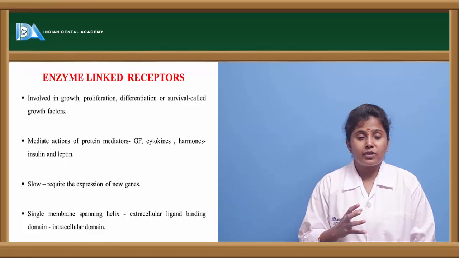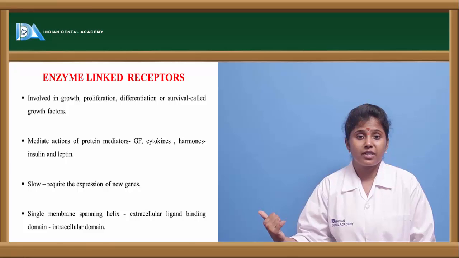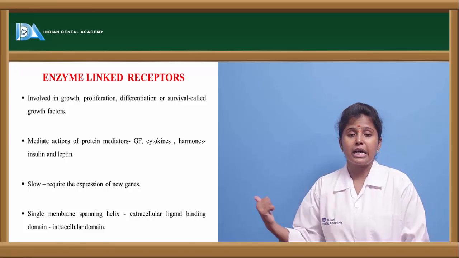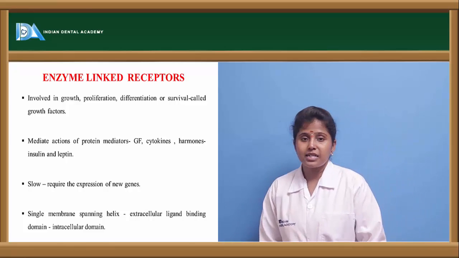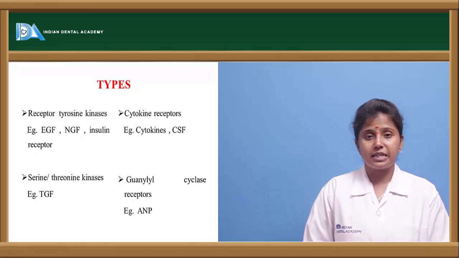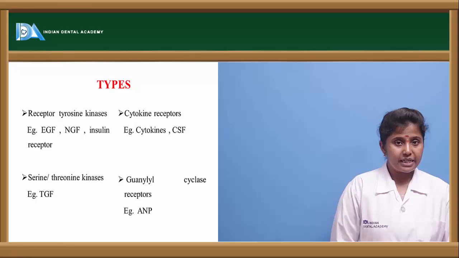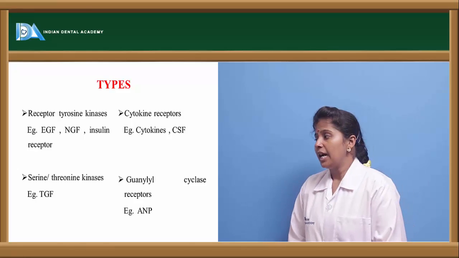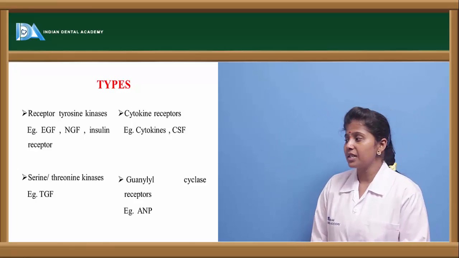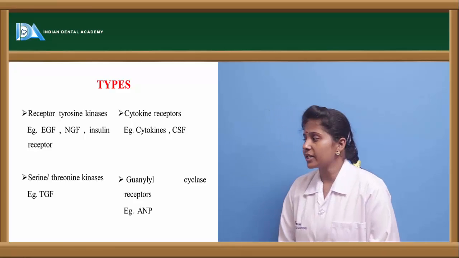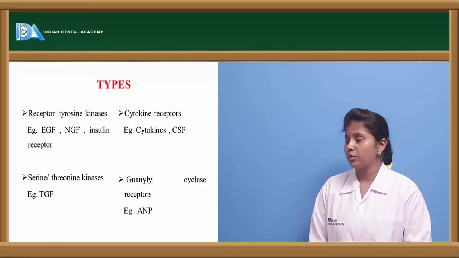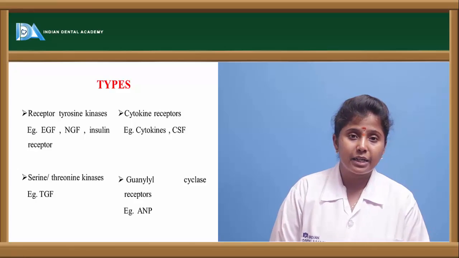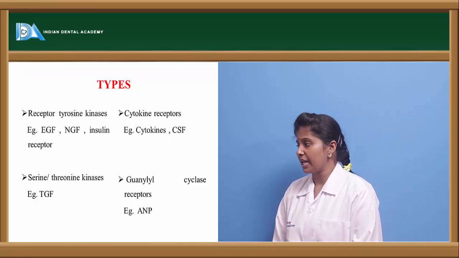The mechanism by which these types of receptors work is very slow, because the drug has to bind to the receptor, gene expression has to be changed, and only then does the receptor show its action. And if we see the types of these receptors, there are receptor tyrosine kinases, whose examples include EGF, NGF and insulin receptors, and serine or threonine kinase receptors, that is TGF receptors, and cytokine receptors like cytokines and CSF, and guanylyl cyclase receptors that include atrial natriuretic peptide, that is ANP.